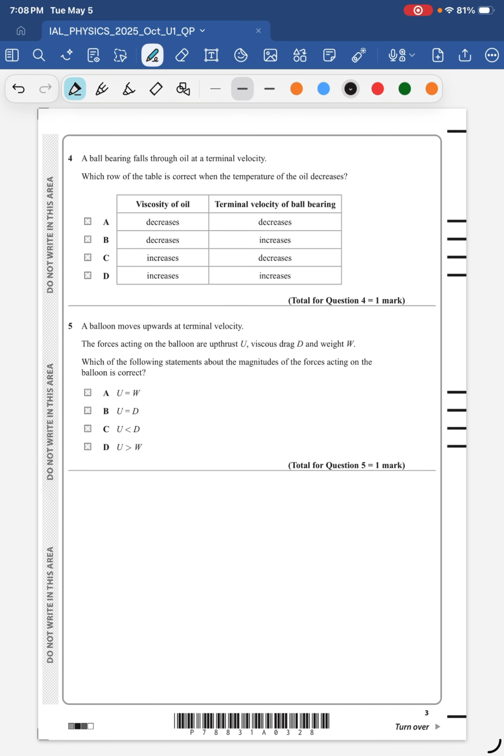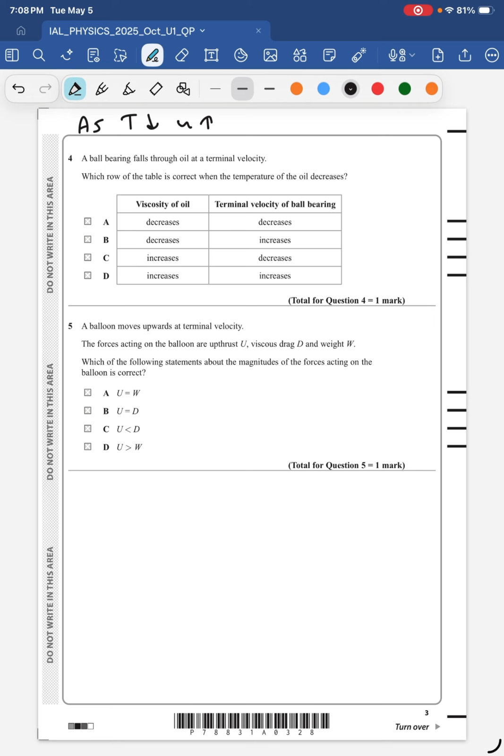Okay, question 4. A ball bearing falls through oil at the terminal velocity. Which row of the table is correct when the temperature of the oil decreases? So for the viscosity, as the temperature decreases, the viscosity increases. And you can think about honey. If we increase the temperature of honey, it flows like water. But if it's really cold, it doesn't flow at all. This means that the viscosity increases, and the same is true for oil.